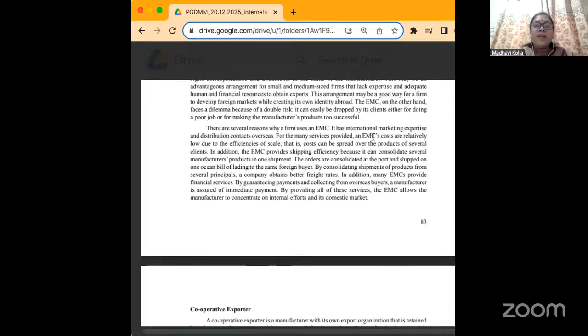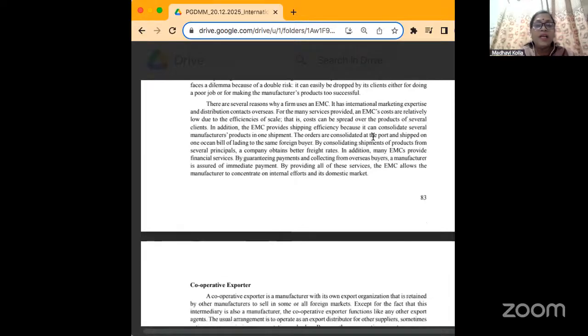And EMC also provides a certain shipping efficiency because it can consolidate various allied manufacturers and ensure that the shipment is made through a single container or half a container. Maybe all products are being shipped either by road or rail or air, depending on how the nation's boundaries are. Water is a very good example of overseas shipments. So all these factors have to be considered.